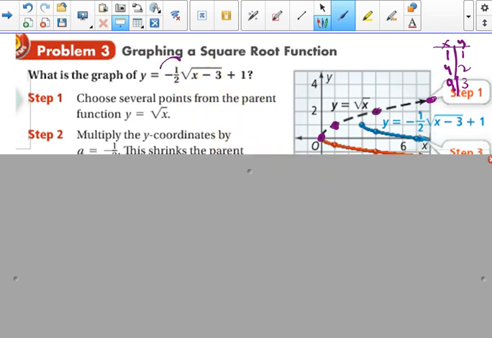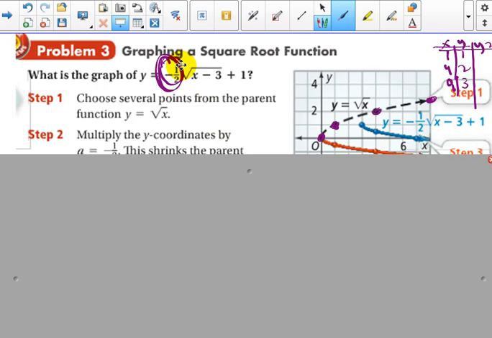Now, when we compress or shrink, our x values stay the same. It's our y values that change. So let's make another column right here and call this my y2. So let's apply both of these at the same time. Let's flip it and shrink it at the same time.